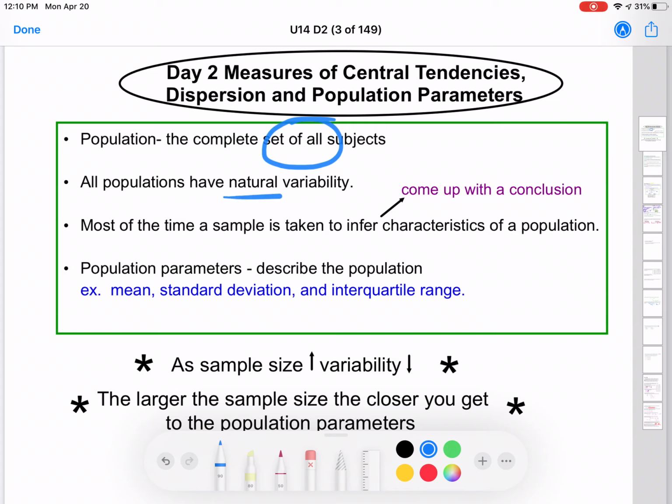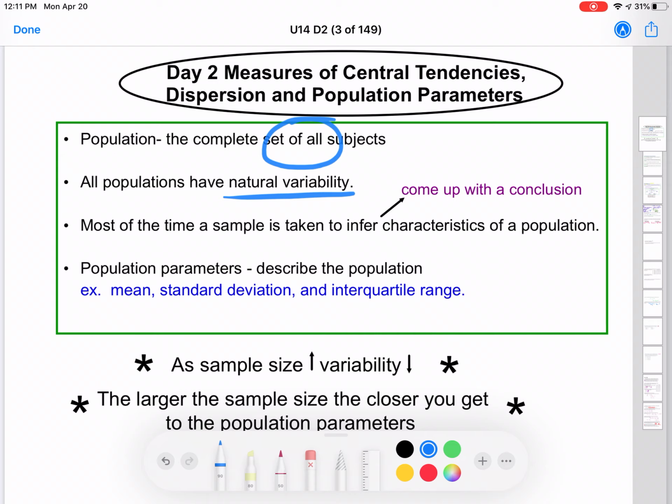All populations have natural variability. Remember, natural variability is where everybody's not the same. The example I gave you yesterday was two people that are the same exact age, same gender, and if they go to the gym the same amount of days, do the same exact thing, it doesn't mean that they're both going to lose the same amount of weight.